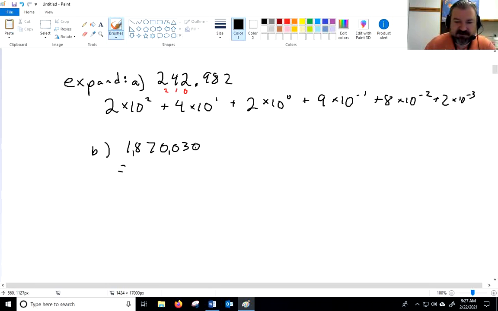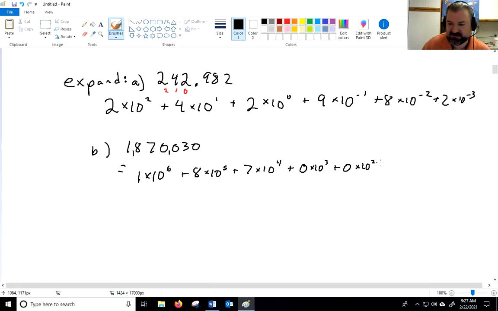All right, let's try this one. When it's just an integer number, we can just count the number of digits. There's 1, 2, 3, 4, 5, 6, 7. But since that first place is 0, that means I'm going to start with 6. So this is 1 times 10 to the 6th plus 8 times 10 to the 5th plus 7 times 10 to the 4th plus 0 times 10 to the 3rd plus 0 times 10 to the 2nd plus 3 times 10 to the 1st plus 0 times 10 to the 0.